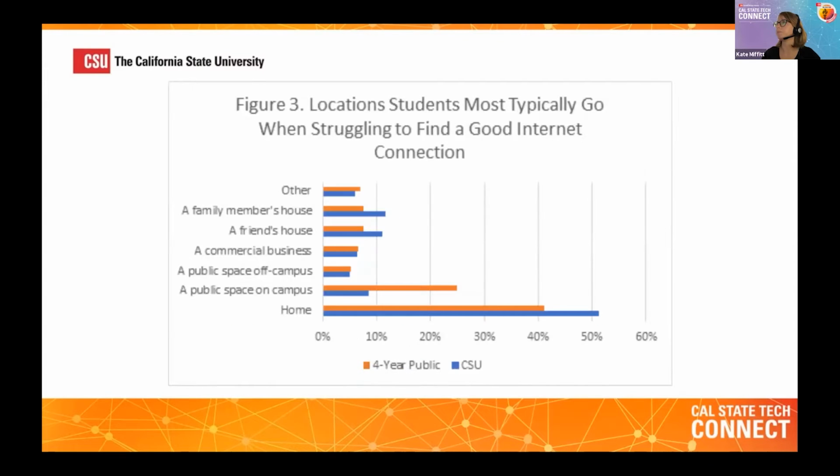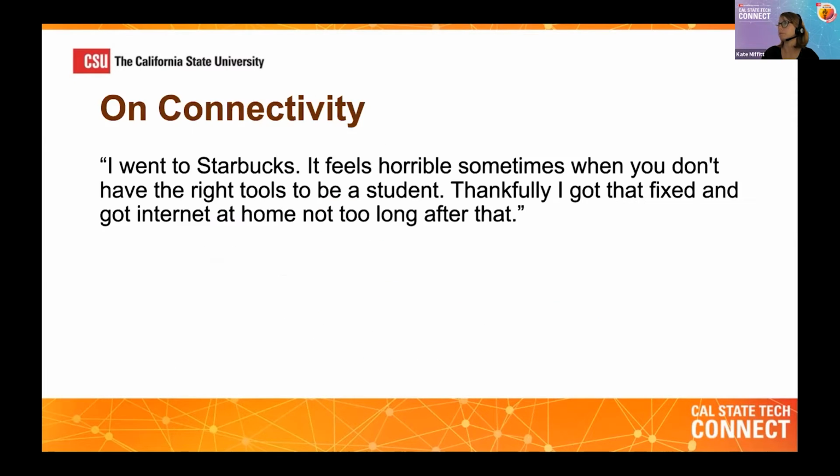When students had trouble accessing internet, they went to a variety of different places to find alternative ways to connect, most often public spaces or a friend or family member's house. Fewer CSU students went on campus than our comparison data set from other four-year institutions. But I think that's probably because most of our campuses were closed, while other campuses might have had more openness for students to go on campus.